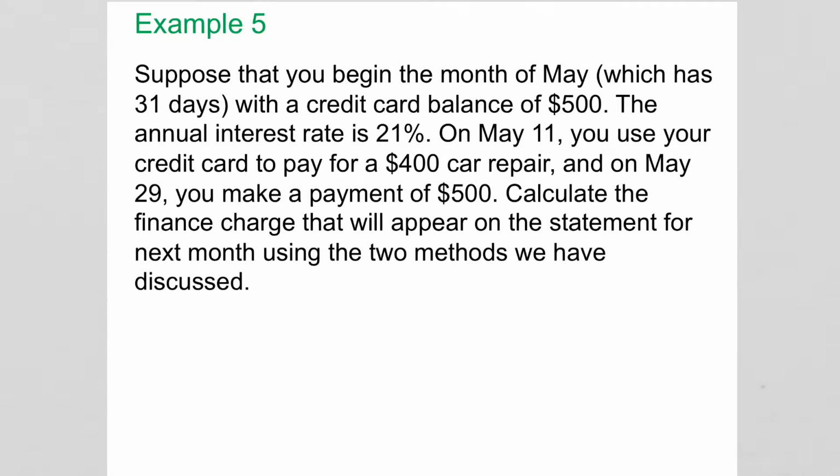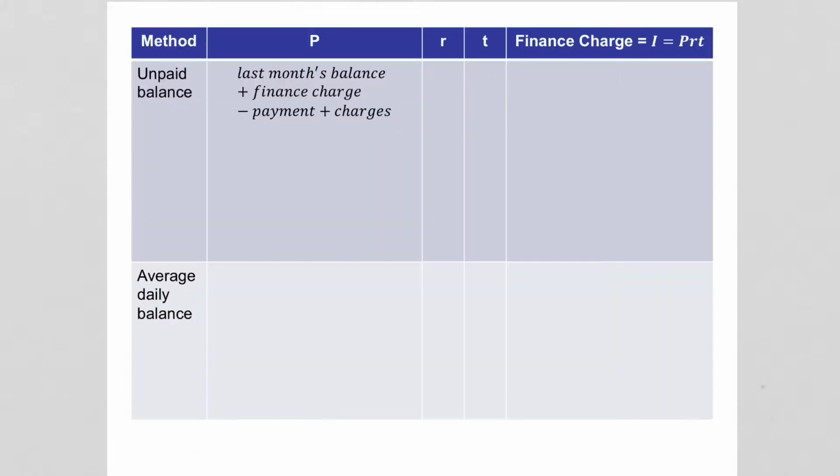Last example, suppose that you begin the month of May, which has 31 days, with a credit card balance of $500. The annual interest rate is 21%. On May 11th, you use your credit card to pay for a $400 car repair. And on May 29th, you make a payment of $500. Calculate the finance charge that will appear on the statement for the next month using the two methods we have discussed. So there's two different methods, and we're going to do both of them so that we can compare.